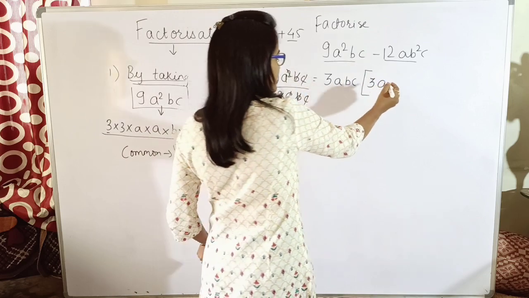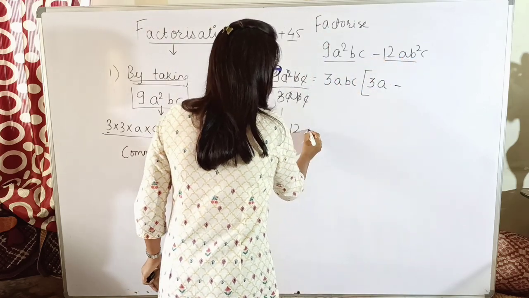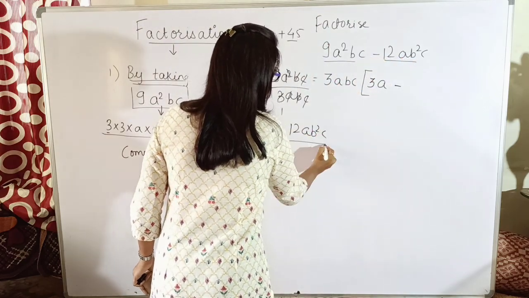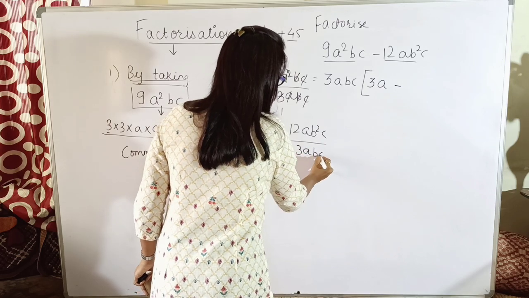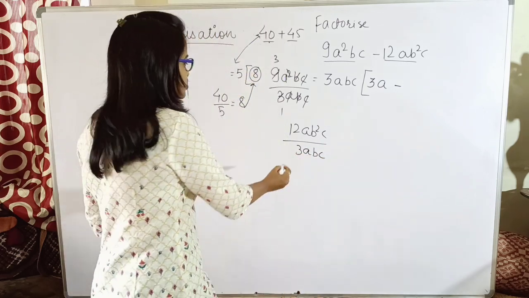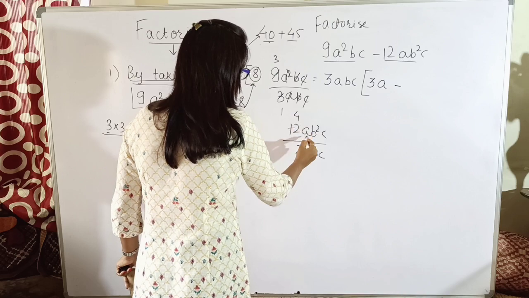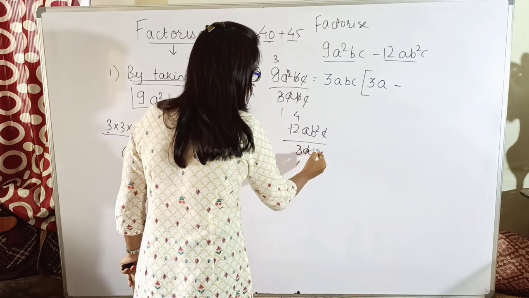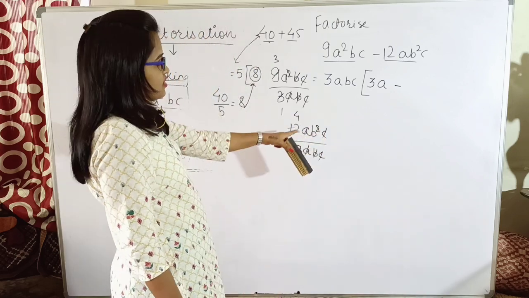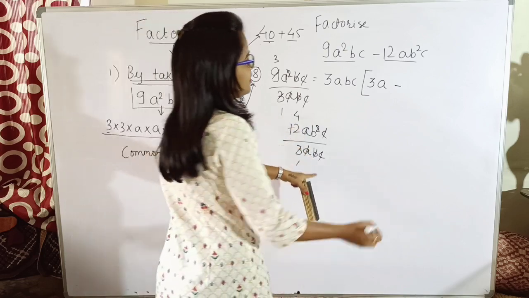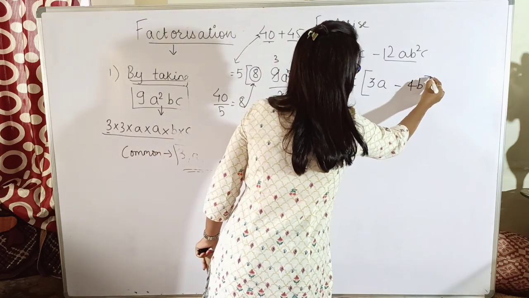Okay, similarly for the next term, 12ab²c, dividing it by 3abc. Why? Because we have taken 3abc as common. So 3 ones are 3, 4 threes are 12, a cancels, c cancels, and out of b², one b is remaining. So what is remaining? 4b. Again you can multiply and check.